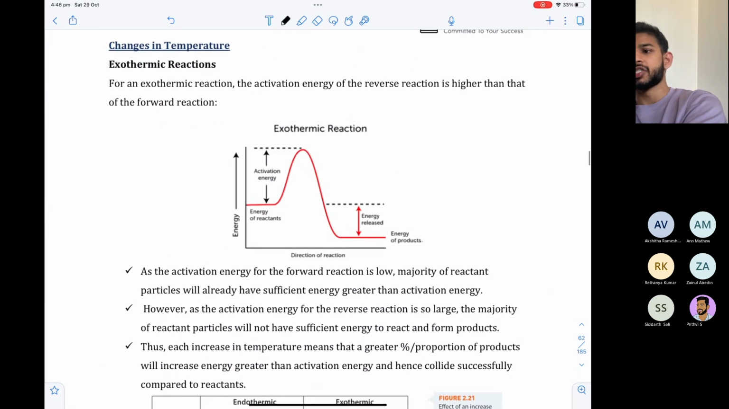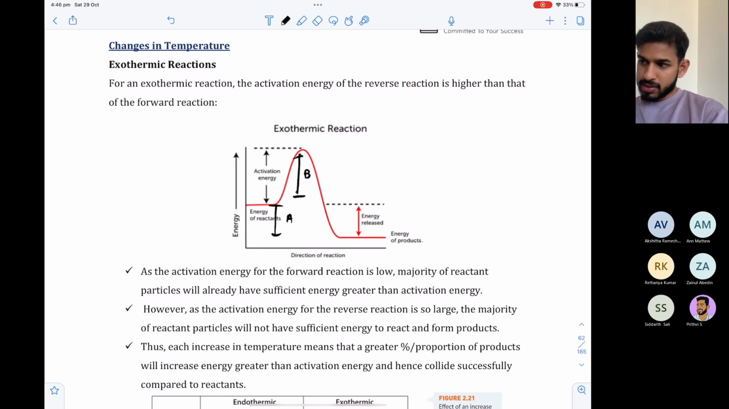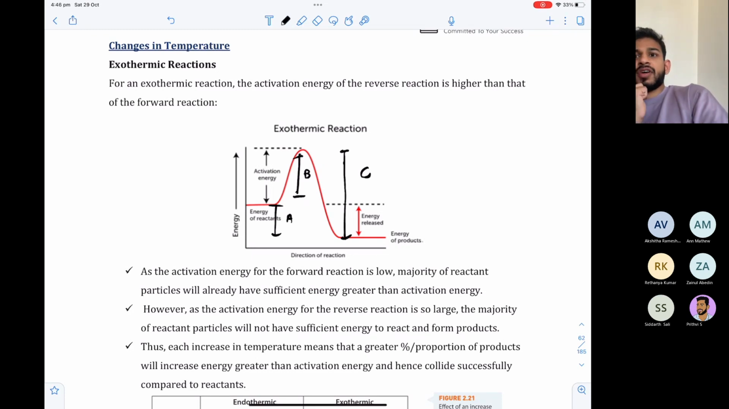How would a change in temperature affect things according to particle collision theory? Now for this, very quickly, you need to understand energy profile diagrams. So this is A, this is B, this is C. So you know what's the activation? Oh, this kind of gives it away, the diagram.